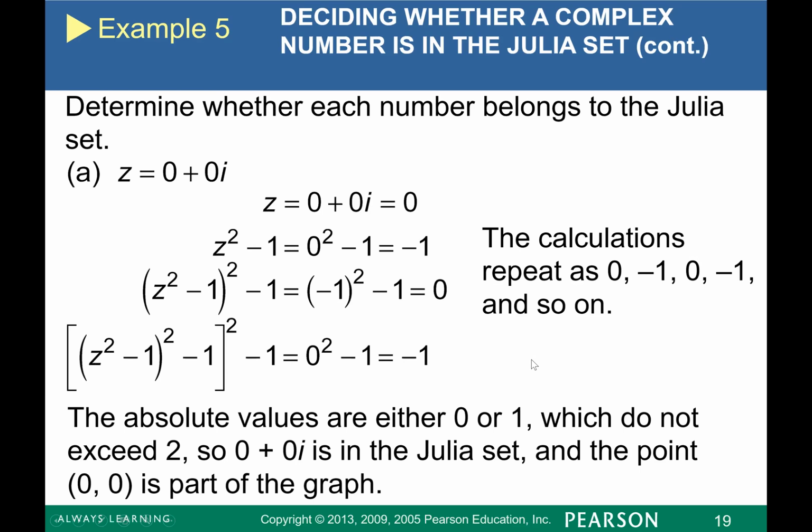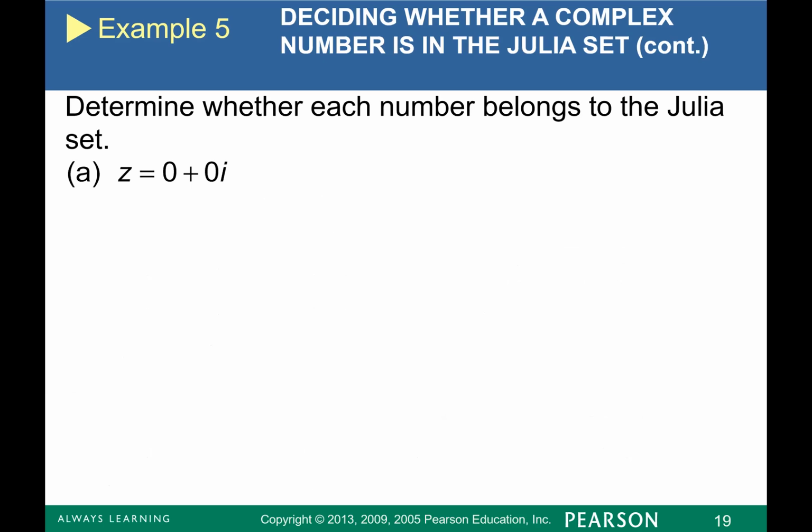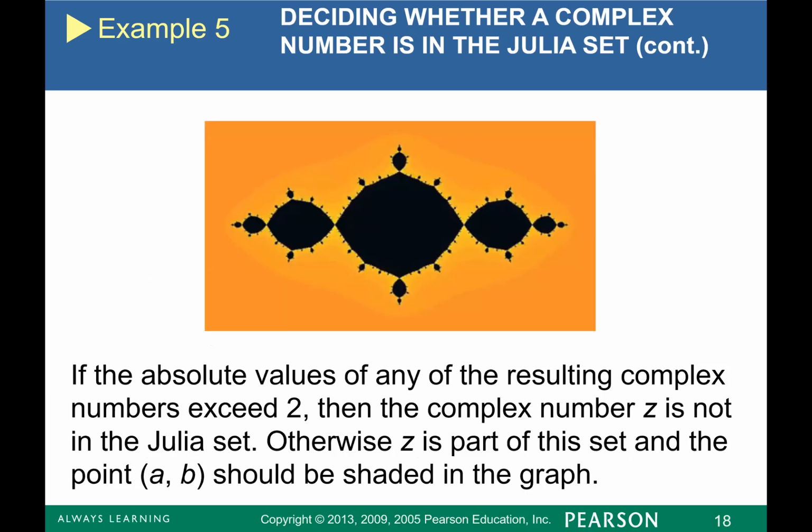So the absolute values are either 0 or 1, which do not exceed 2. So the point 0 + 0i is in the Julia set, and the point (0, 0) is part of the graph. Okay. So if we put this diagram, usually the y is here, the x is there, and you can see (0, 0) would be in there.